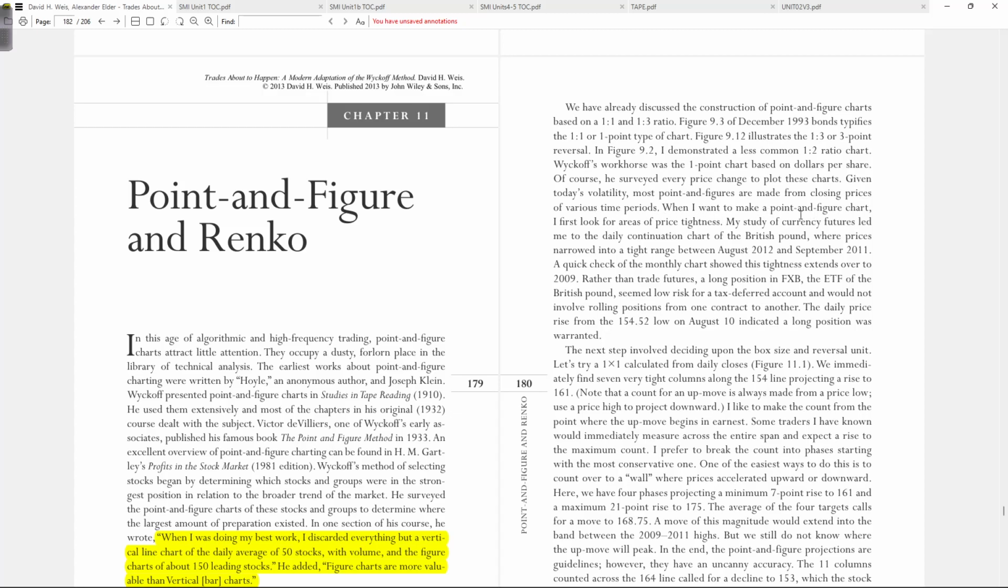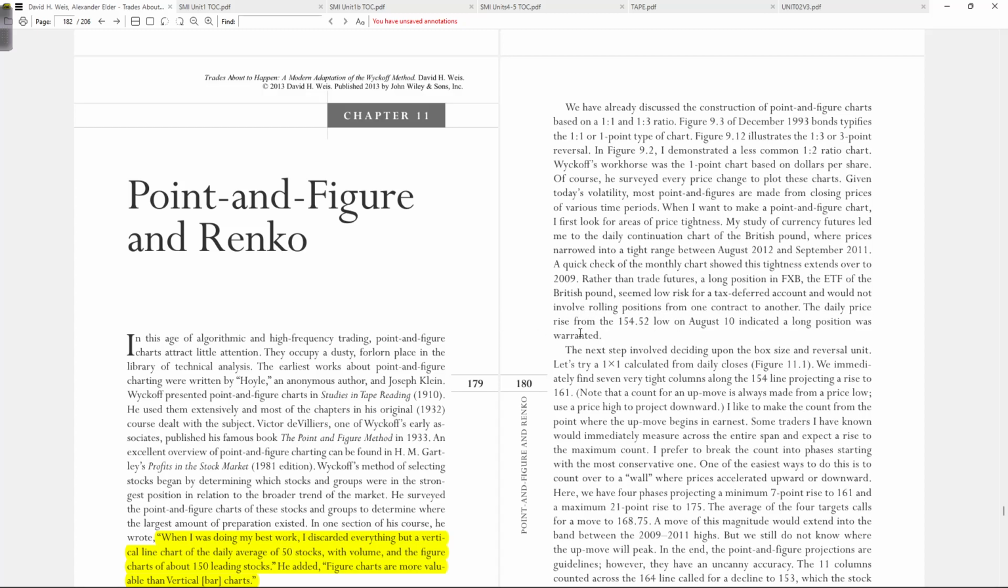When I want to make a point and figure chart, I first look for areas of price tightness. My study of currency futures led me to the daily continuation chart of the British pound, where prices narrowed into a tight range between August 2012 and September 2011. A quick check of the monthly chart showed this tightness extends over to 2009. Rather than trade futures, a long position in FXB, the ETF of the British pound, seemed low risk for a tax-deferred account and would not involve rolling positions from one contract to another.